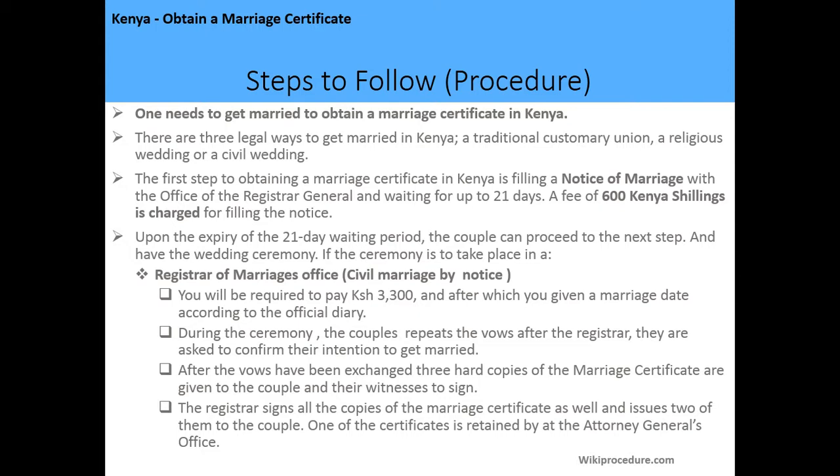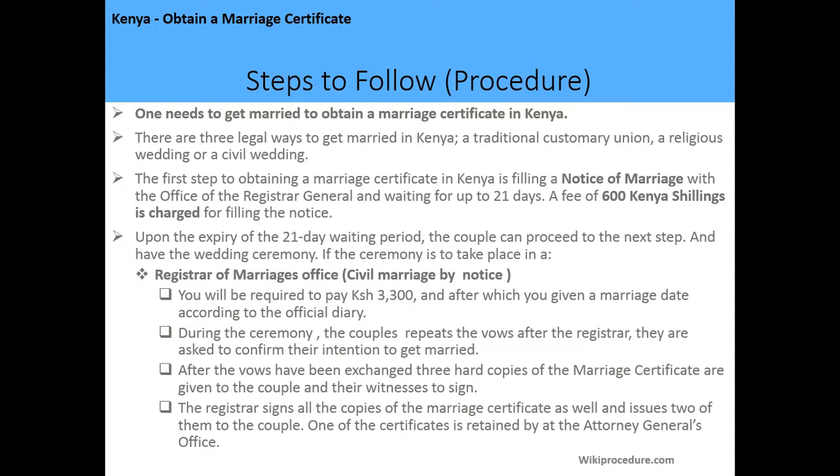First of all, let's look at the religious wedding and the civil wedding, because they have a similar way in which the procedure is initiated. The first step to obtain a marriage certificate in Kenya is filing a notice of marriage with the registrar of marriage, and you have to wait for 21 days. A fee of 600 will be charged for the filing of the notice, and after the expiry of the 21-day notice period, the couple can proceed to the next step and get married.